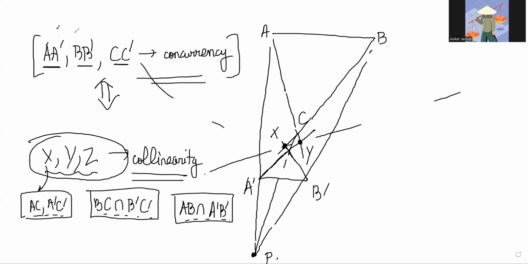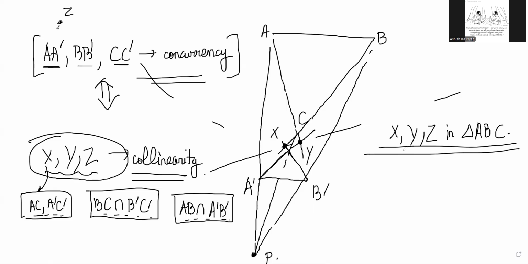Yes sir. Z also was somewhere here, right? So we can do the Menelaus in triangle ABC. All three are outside. Assume they are inside and write the distances appropriately. AX upon XC. No, X is on, I think, BC, right? Sorry, yes sir. So you will say XB by XC, right? Then YC by YA. Then AZ by ZB. This condition we need to prove.